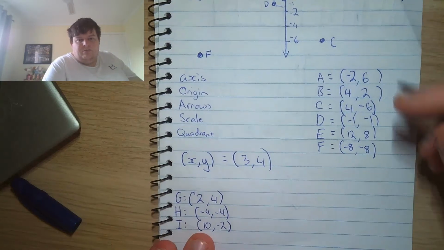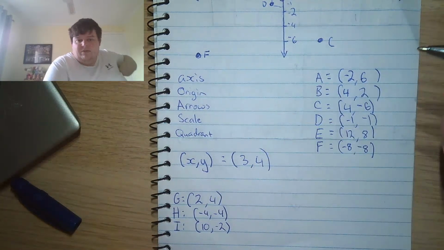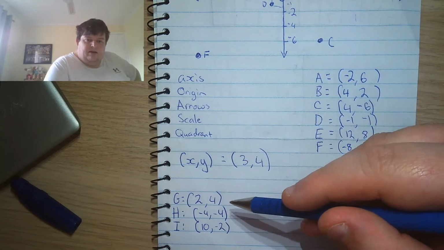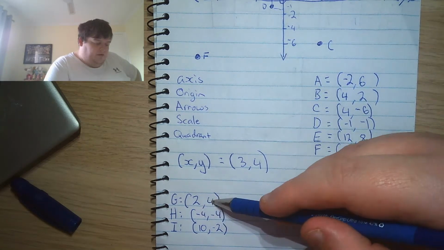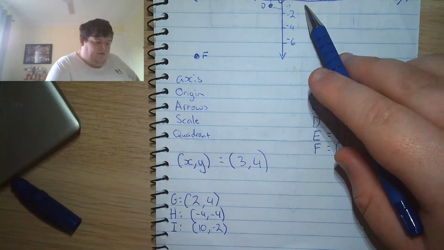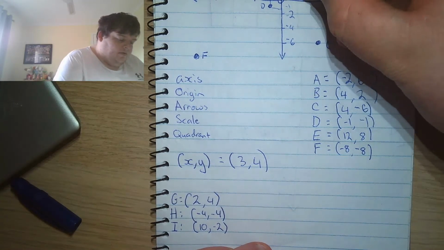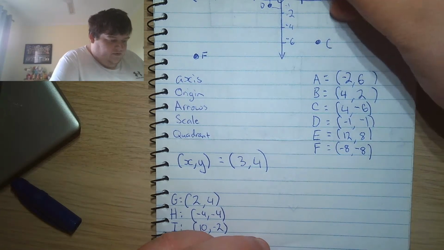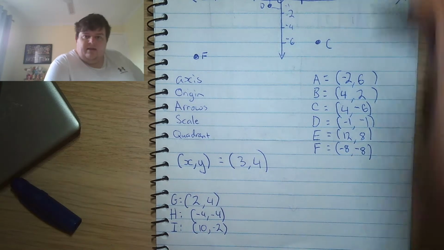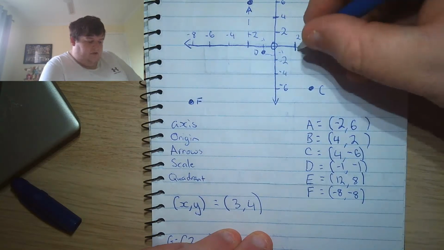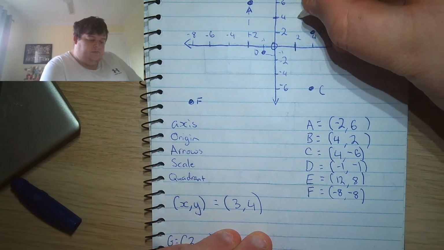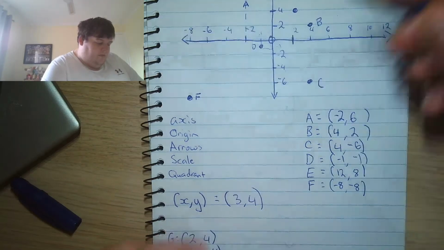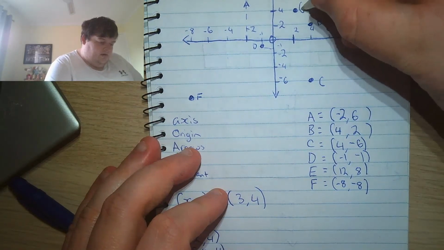Now let's have a quick shot at plotting points because that's somewhat similar. I'll do the first one, and you can have a shot at plotting the next one. So I've got +2 and 4. I'm going to go down where x is +2, which is here. I'm going to go to where y is 4, which is there. So 2, 4 is going to meet right there, and that's going to be my point G.